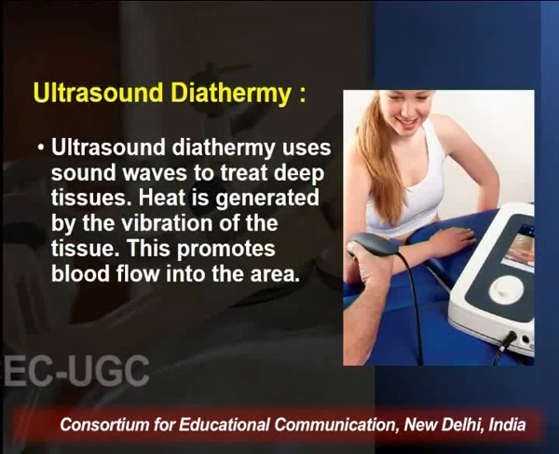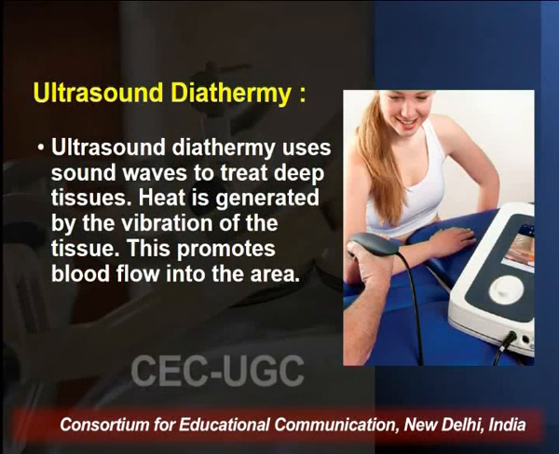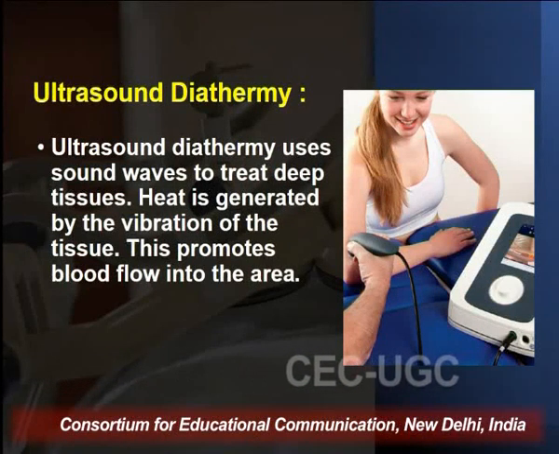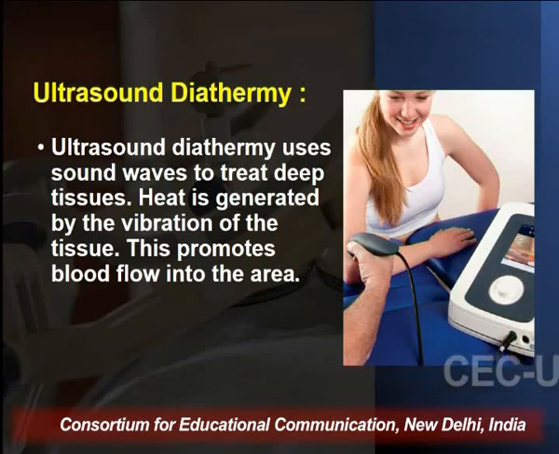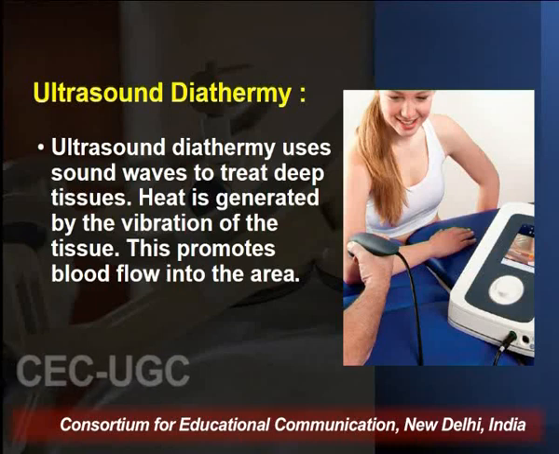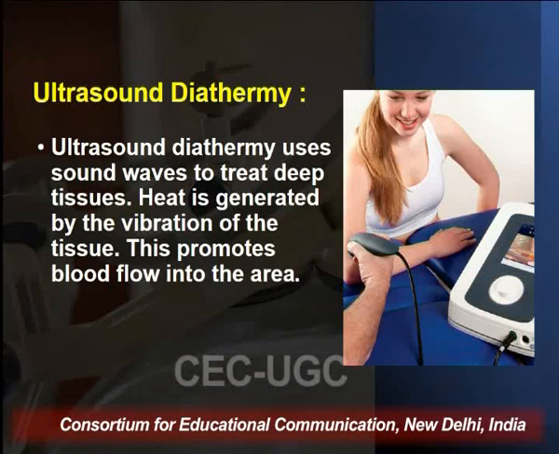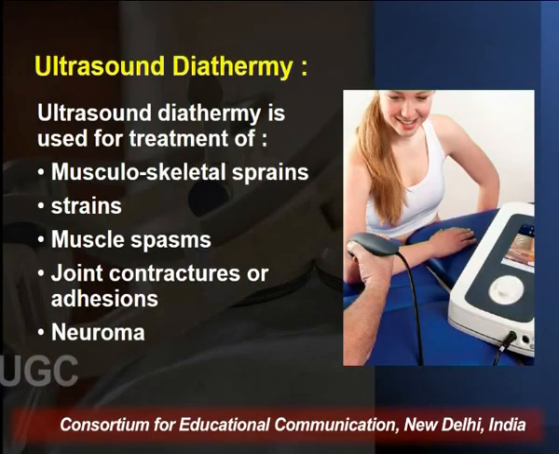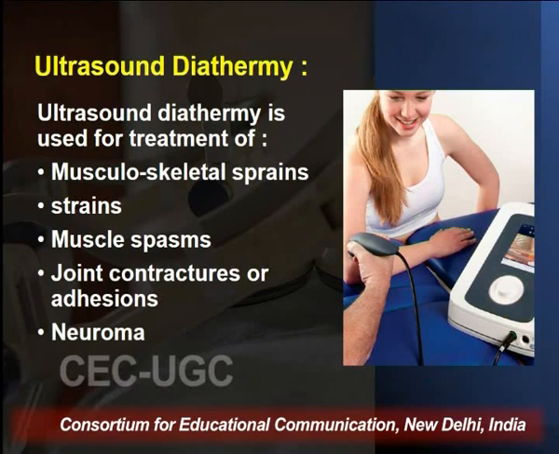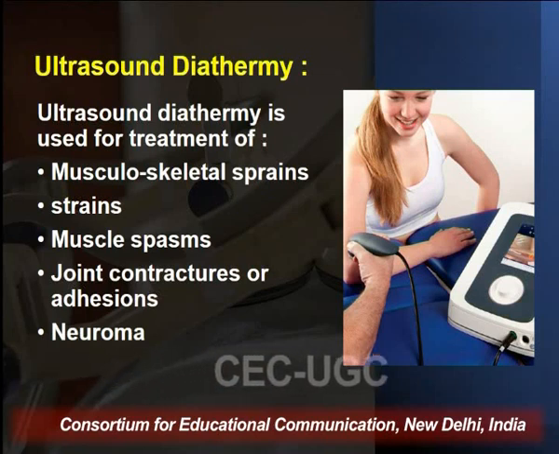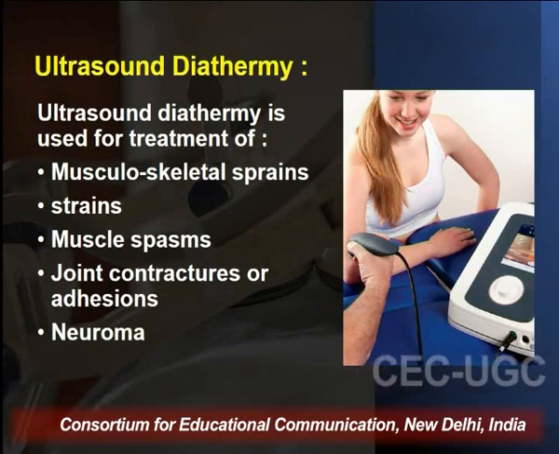Then ultrasound diathermy. Ultrasound diathermy uses sound waves to treat deep tissues. Heat is generated by the vibration of the tissue. This promotes blood flow into the area. And ultrasound diathermy is used for the treatment of musculoskeletal strain, muscle spasm, joint contraction or adhesions or neuroma.